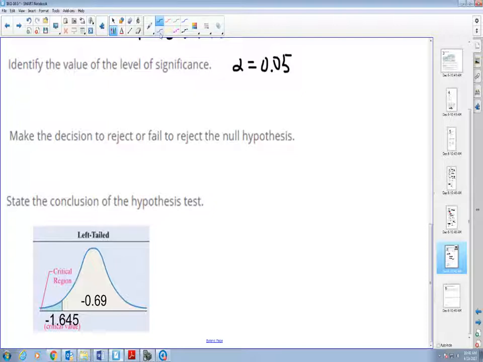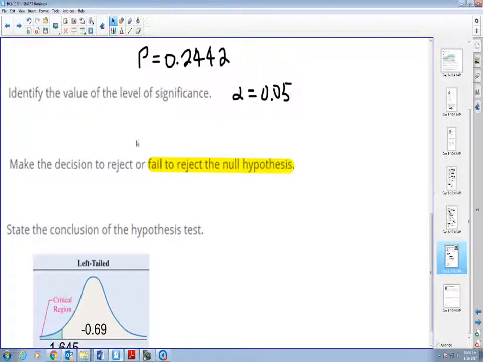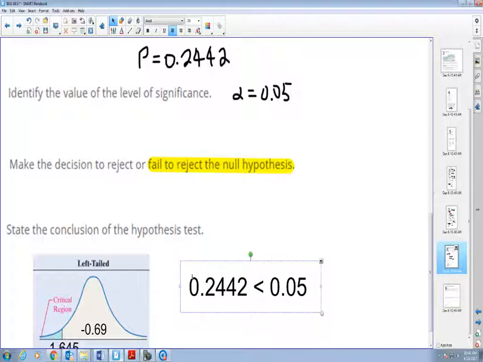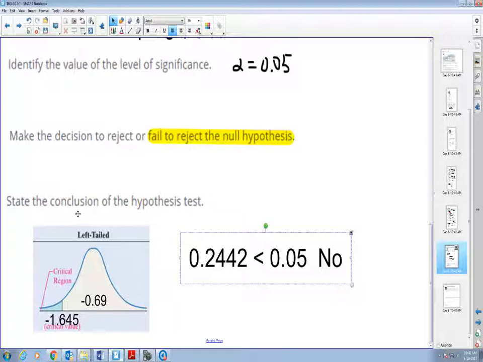So my conclusion will be fail to reject the null hypothesis. All right, so is my p-value 0.2442 less than my alpha 0.05? No. So that will be fail to reject. If it's less than, we reject. If it's not, we fail to reject, okay?